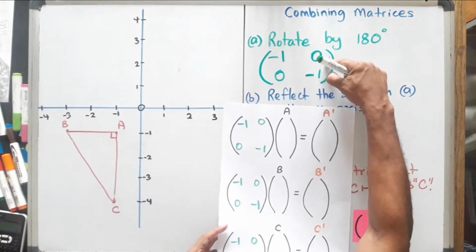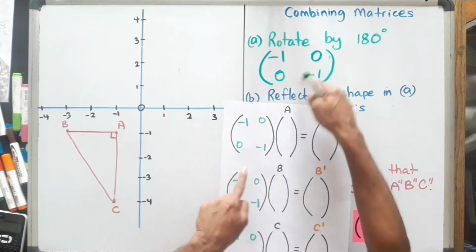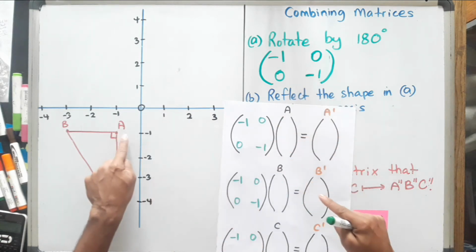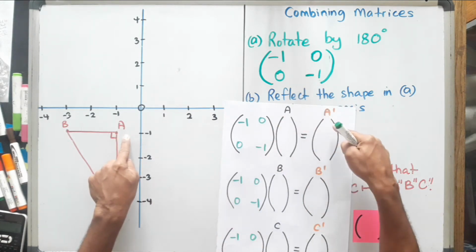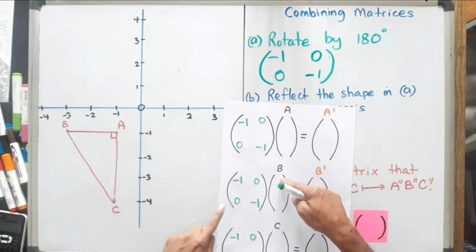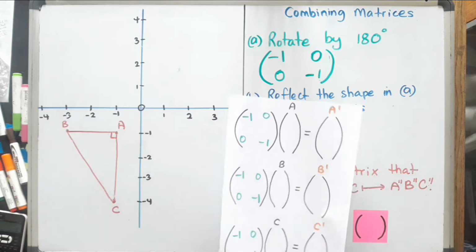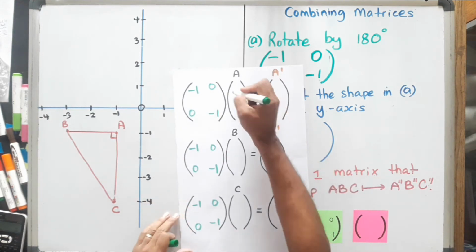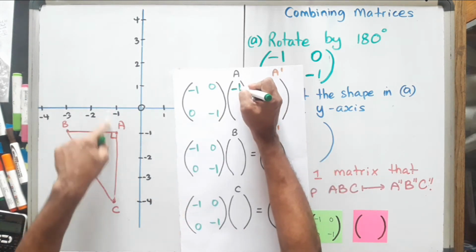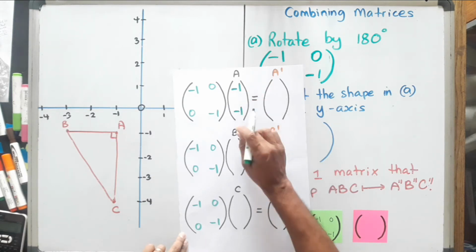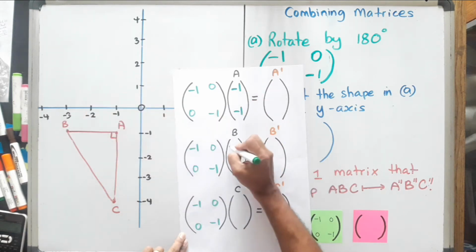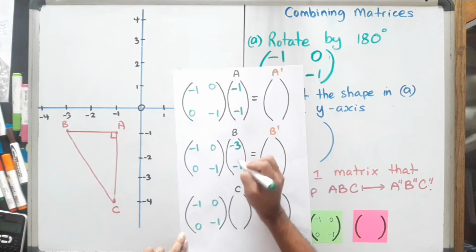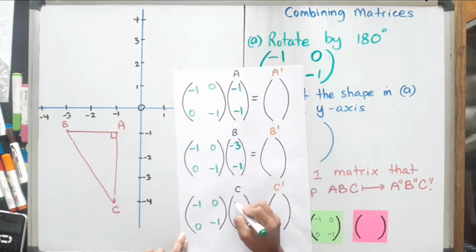I took this matrix and multiply by point A. That will give me the new point A prime, and then do the same thing for B and C. So let's get started. Point A is minus 1, minus 1. Point B is minus 3, minus 1. And point C is minus 1, minus 4. Right? So let's multiply these out.